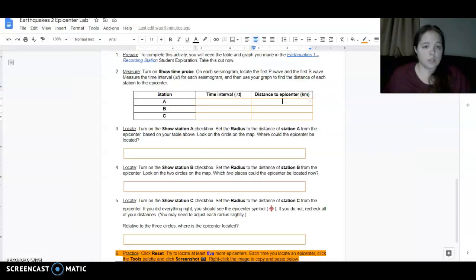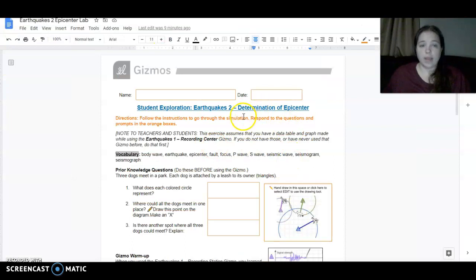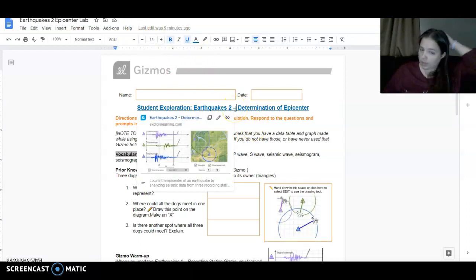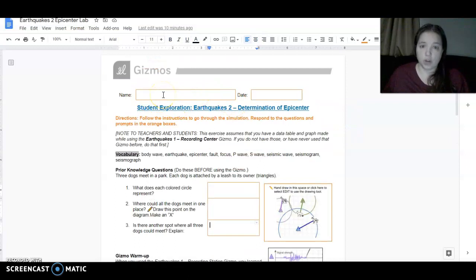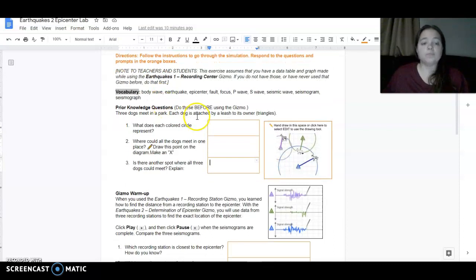Okay, so we are going to get to the lab. What we're going to have in the lab is the determination of an epicenter. So you're going to actually be determining an epicenter. What I need you to do is click on that and launch your gizmo. After you launch your gizmo, put your name in here, because you always put your name on your documents stating that you have done them. 10 points off if you do not put your name on there.